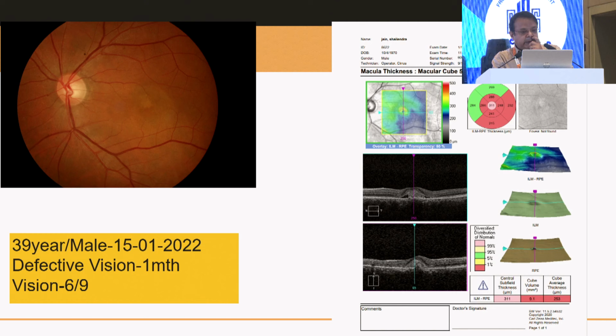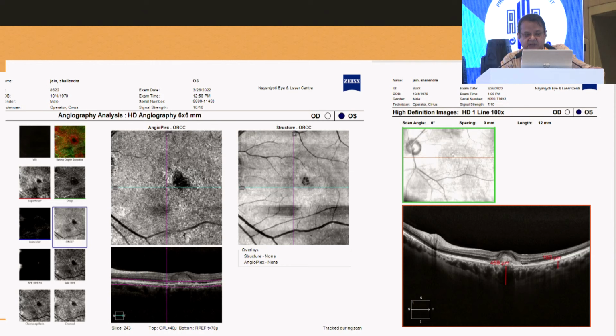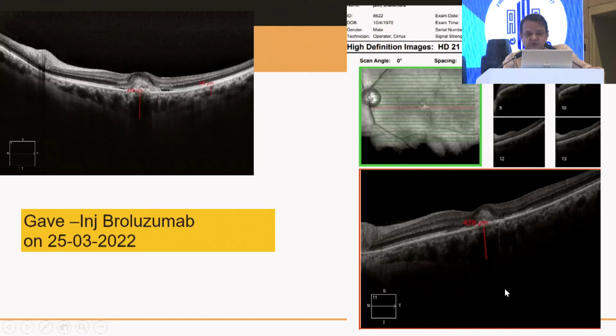This is one of the patients, a 39-year-old male, who came with defective vision, and we did a fluorescein angiography. You can see a leak here, suggestive it was a CSR. I observed this patient didn't improve, and did an EDI for this patient, and you can see a very thick choroid. So I diagnosed this patient as pachychoroid disease.